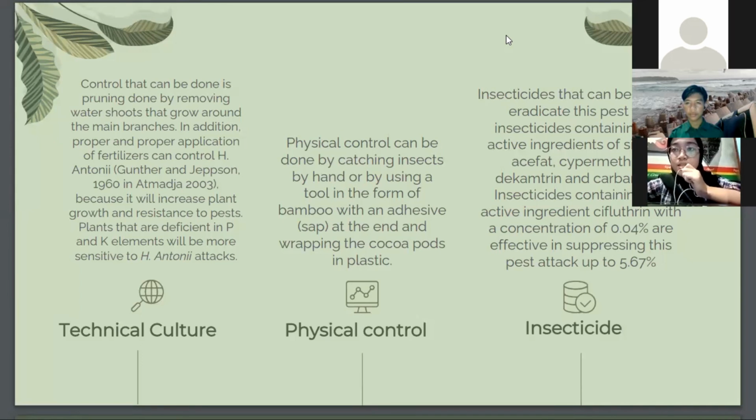And the insecticides that can be used to eradicate these pests are insecticides containing the active ingredients of sulfurin, acephate, cypermethrin, deltamethrin, and carbamate. Insecticide containing the active ingredient sulfurin at a concentration of 0.04% is effective in suppressing this pest attack down to 5.67%.